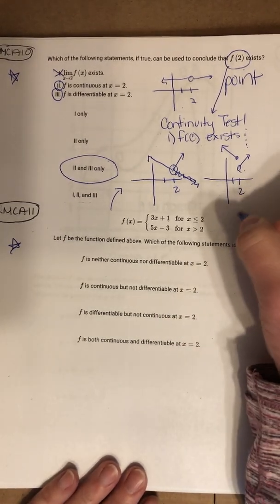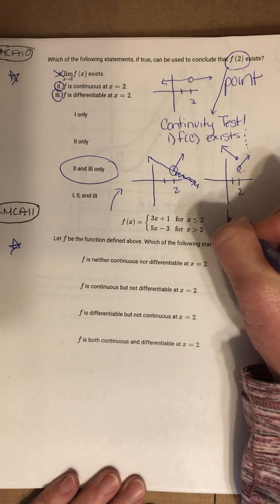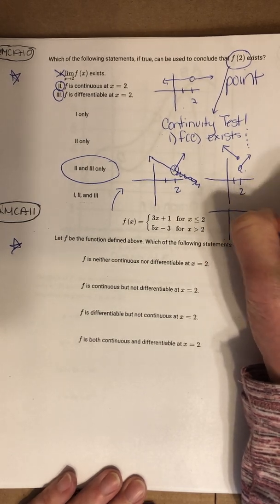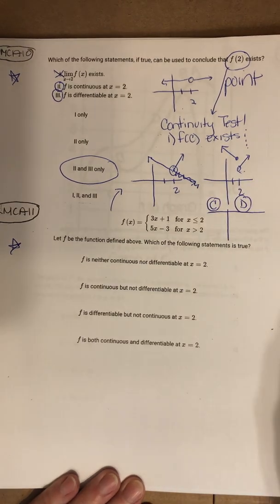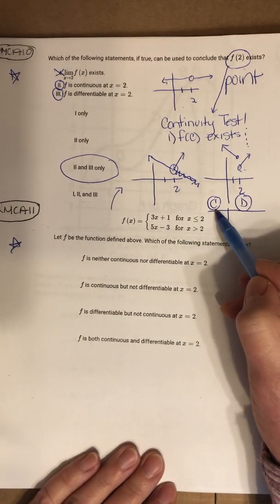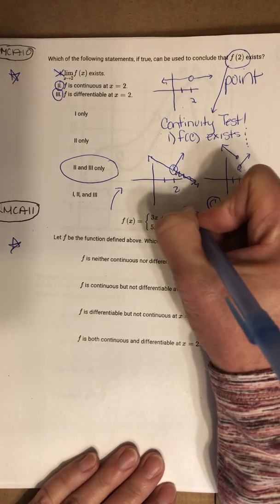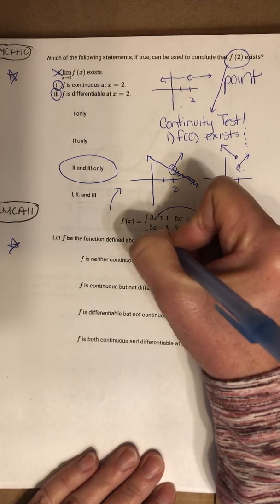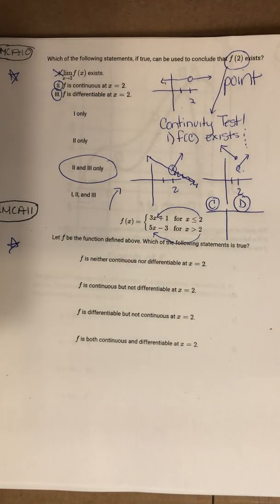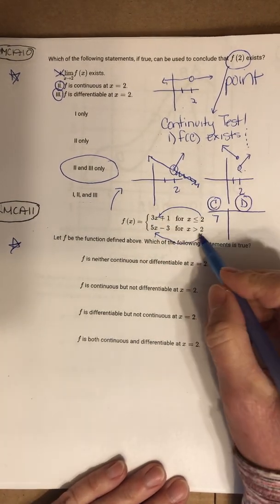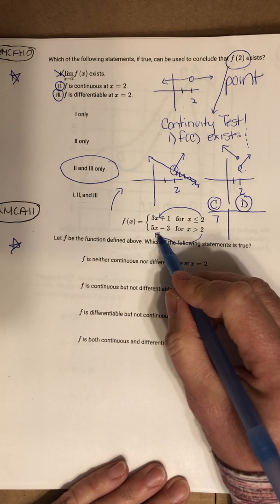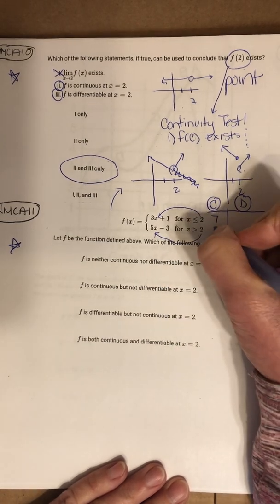Okay, so let's first check out their continuity. I'm going to make myself a little chart right here. Continuity, differentiability. All right, let's take a look. Continuous, that means where x equals 2, they would have the same y. So let's pop in those 2's for x and get the y's. That would be 6 plus 1 is 7, and when you put in a 2, that would be 10 minus 3 is 7. Oh, good.